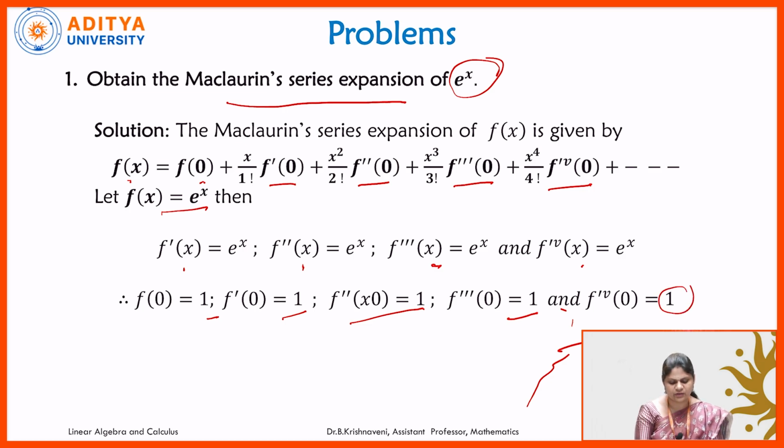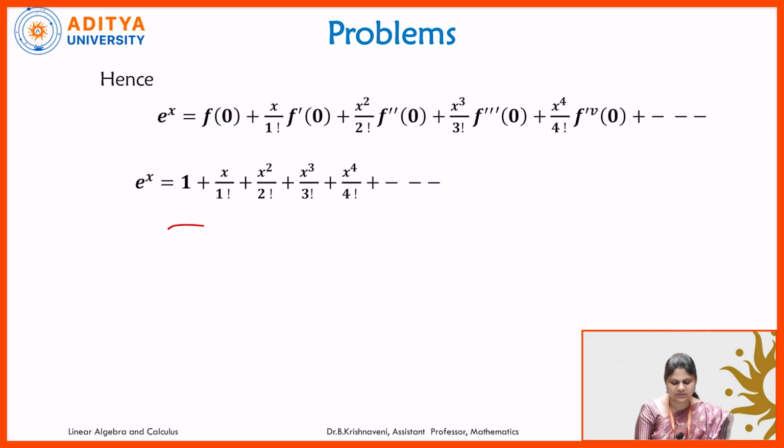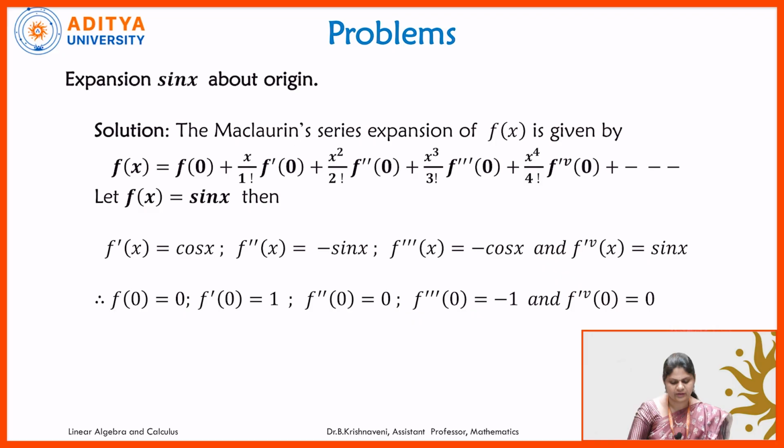Substituting in the above series, we get f of x, that is e power x, is equal to f of 0, which is 1, plus x/1 factorial into 1 plus x square/2 factorial into 1 plus x cube/3 factorial into 1 plus x power 4/4 factorial into 1, which gives the final series: e power x is equal to 1 plus x/1 factorial plus x square/2 factorial plus x cube/3 factorial plus x power 4/4 factorial plus so on. So this gives the Maclaurin series expansion of the given function e power x.